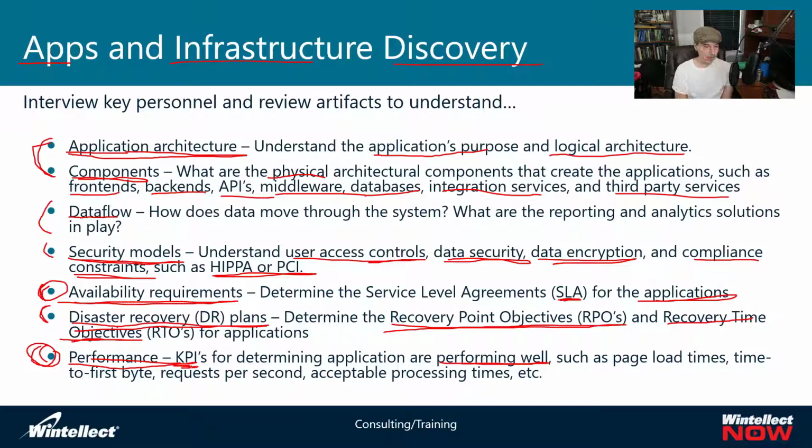So establishing these numbers is going to be important for any app migration. I highly encourage anybody doing apps and infrastructure discovery to look at their SLA, find out what the RPOs are, discover what the RTOs are, and then discover what the performance KPIs are for that application. And all of those numbers will help us test environments and determine the best path forward whenever we go into the cloud and we start migrating applications that way.